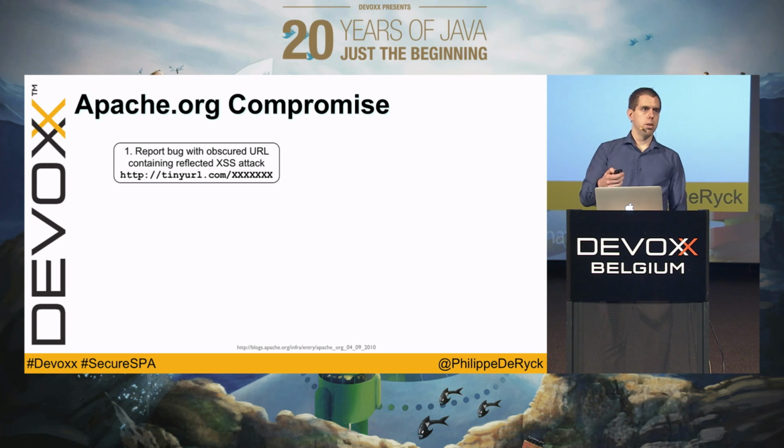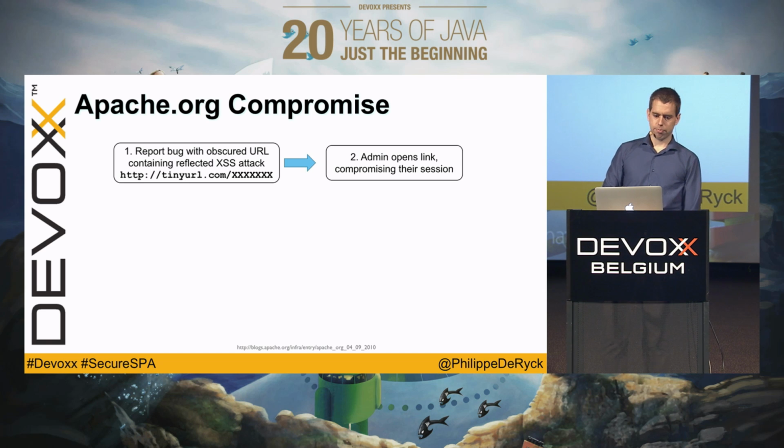And the attacker reported the bug, sent a bug report, which contained a shortened URL containing a reflected cross-site scripting attack. Essentially, he said, "This thing is broken. When I do this, can you please check it out?" An admin saw this bug report coming in, and as good as he was, he thought, "Okay, let's check it out. What's going wrong, and let's fix it."